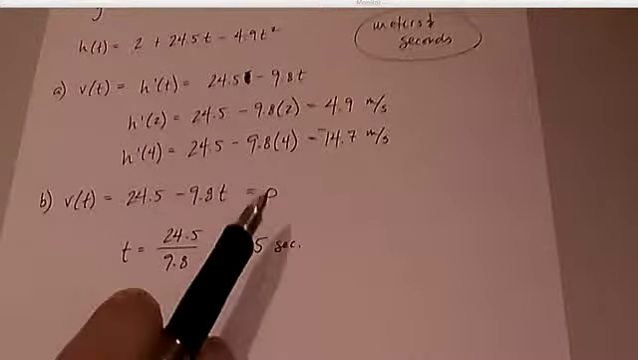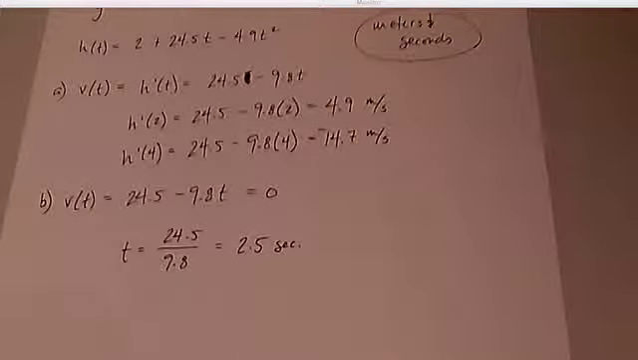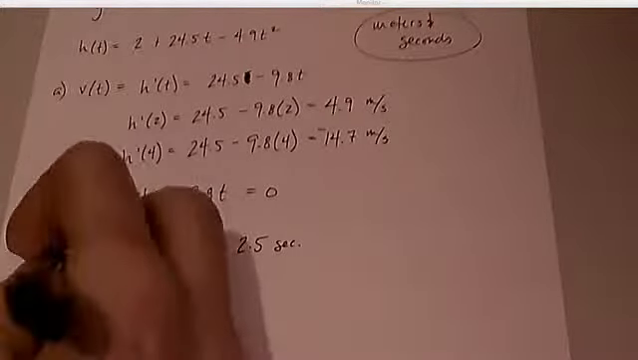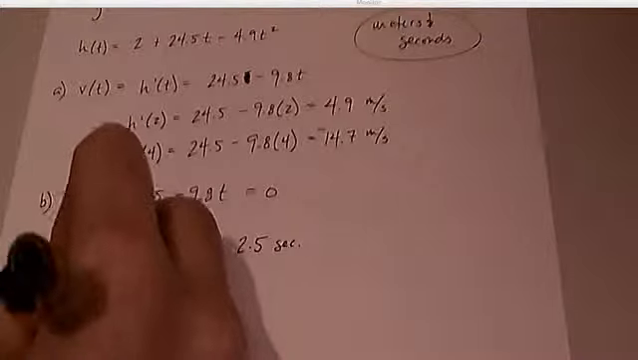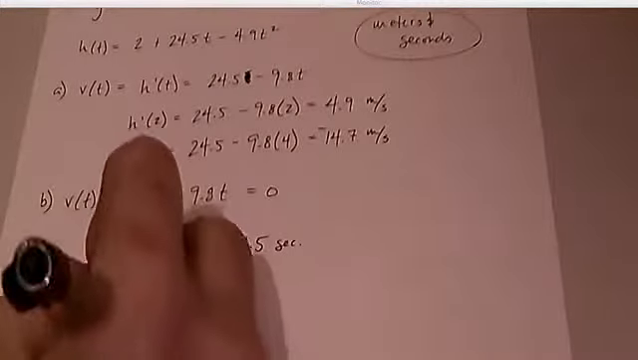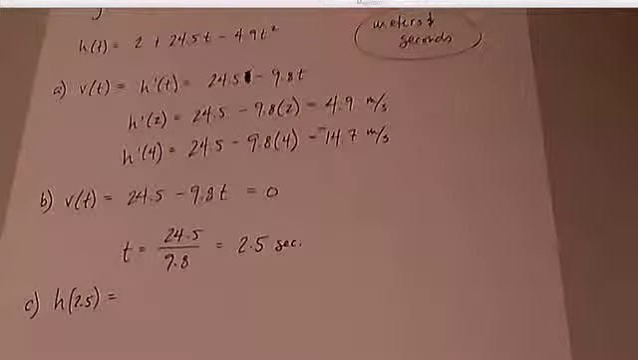Now, that is, because the question doesn't ask what the maximum height is, it asks when it reaches the maximum height. So we want to make sure that we answer the question, and we have. Because part C actually asks, what is the maximum height? Well, that means I need to take that 2.5, or 5 halves, and actually plug it back into the function. And that's easy enough to do.